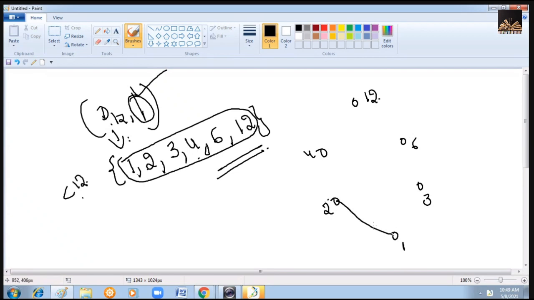This division is possible between 1 and 2. Similarly, between 1 and 3, and between 2 and 4, and between 4 and 12 also it is possible. It indirectly means that between 2 and 12 also division is possible. Division is possible between 3 and 6, and from 6 to 12 also possible. It means that 3 to 12 also division is possible. Similarly, between 2 and 6 also division is possible. Any other edges left? Can we have any other edges other than what I have drawn?